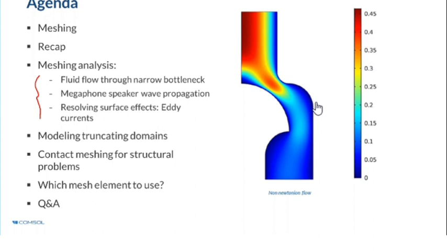Then I will cover how you can model truncating domains, such as if you have an infinite domain or perfectly matched layers. If you want to include them in your model, I will explain what things you need to take care of while meshing those domains. Then I will cover contact meshing. Suppose you're working on a problem where you need to simulate contact between 2 or more bodies, and there, what kind of meshing considerations you need to take care of.